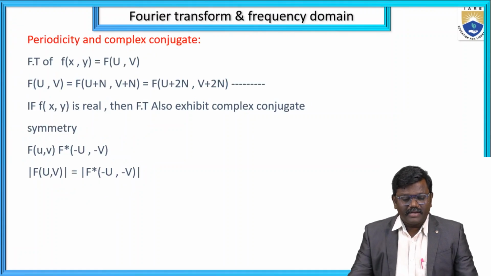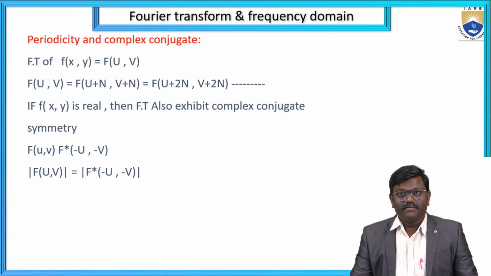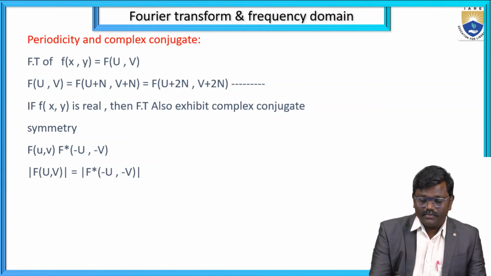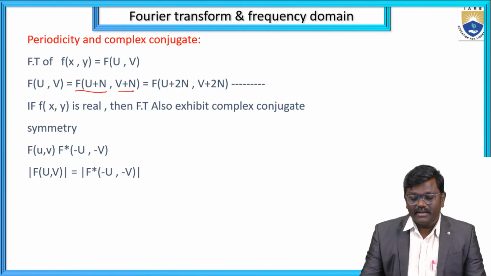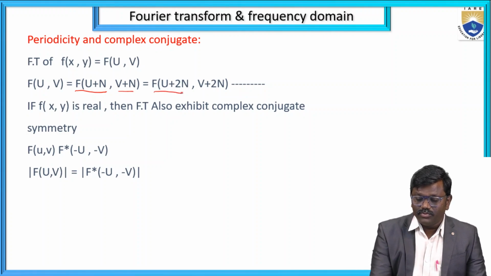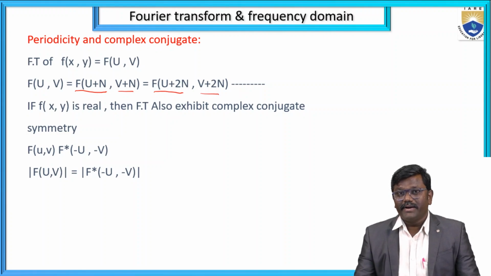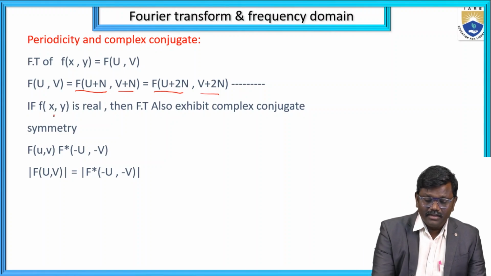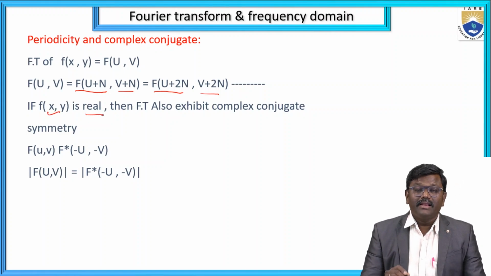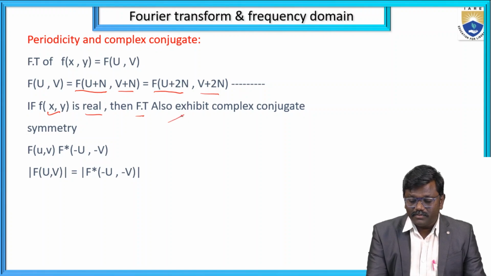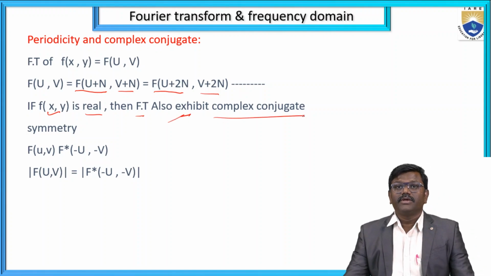Let us understand one more property of the frequency transformation, that is periodicity and complex conjugate. The frequency transformation of f of x comma y is F of u comma v, where F of u comma v is applied as F of u plus n and v plus n, and F of u plus 2n and v plus 2n, etc. Where the selected object function is real, the applied Fourier transformation also exhibits a complex conjugate value.